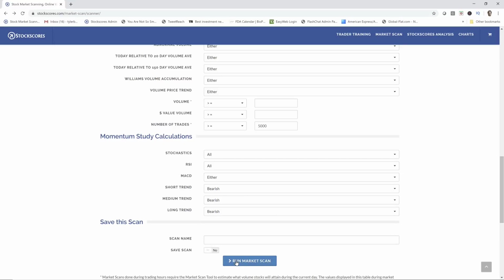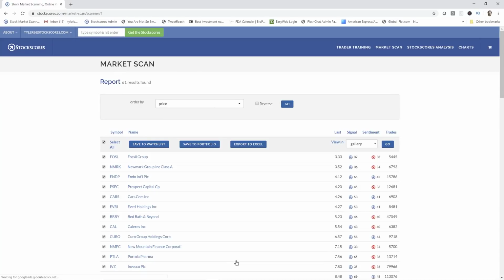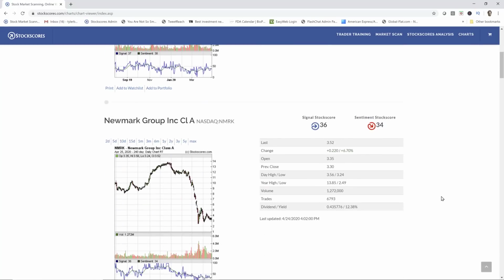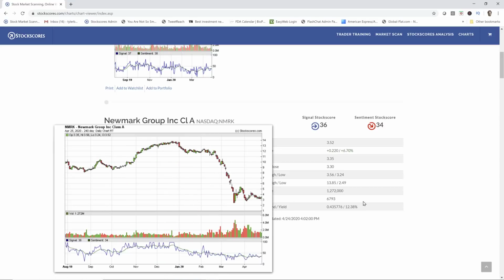Run the market scan, and it found 61 stocks. So now we are going to go through these charts looking for stocks that may be breaking downward trend lines from rising bottoms. So let's take a look at NMRK. You can see that it first broke this downward trend, but no rising bottom. It then built a rising bottom here and broke this downward trend line just barely right there.